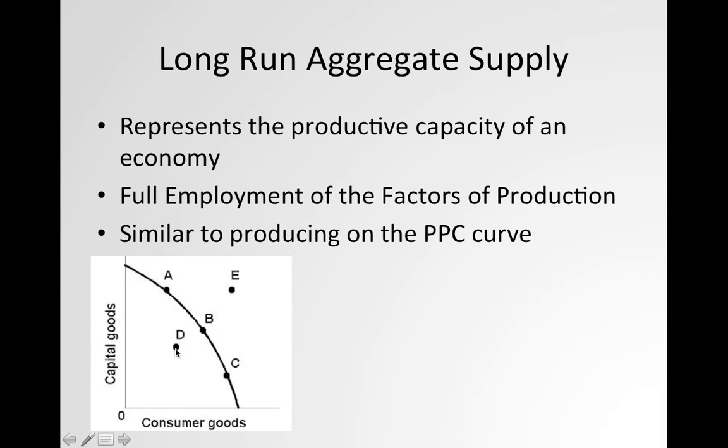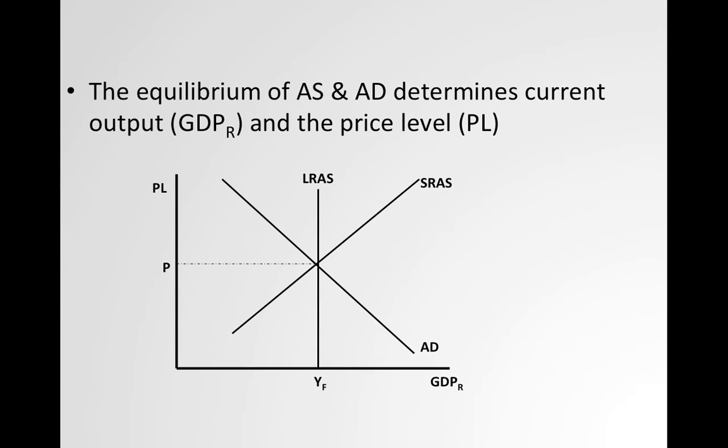If we're not using all of our resources, this would be inefficient, and we would be underutilizing our factors of production. Here, point E, as you can see, is unattainable, it's impossible. Based on our current ability to produce goods and services, we can't produce E. So that PPC curve, something we've already learned, is very similar to long-run aggregate supply. So please understand that.